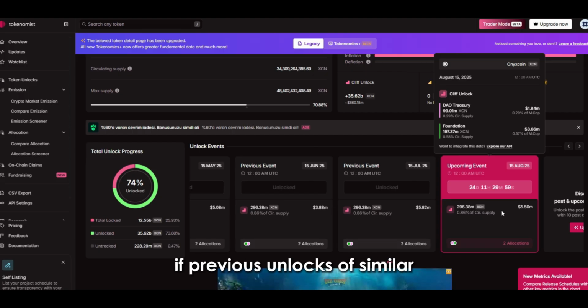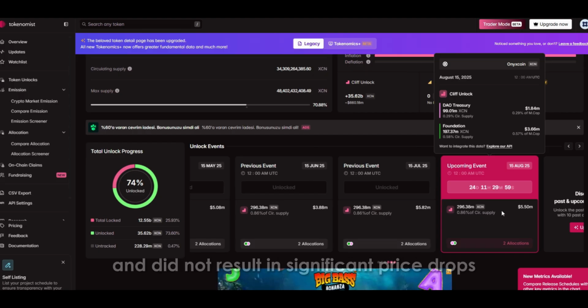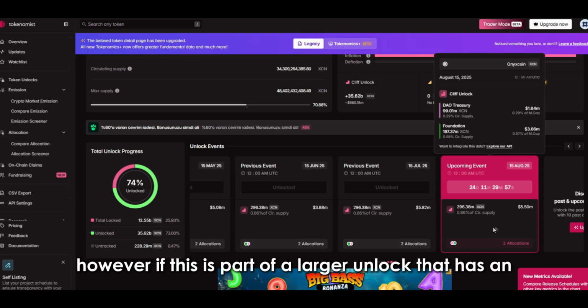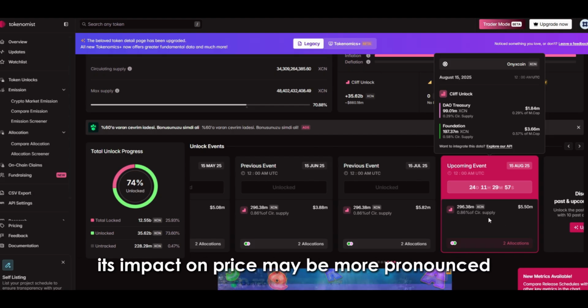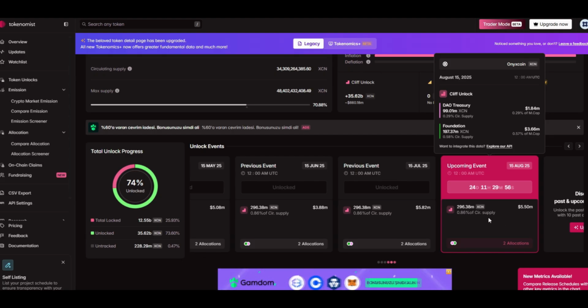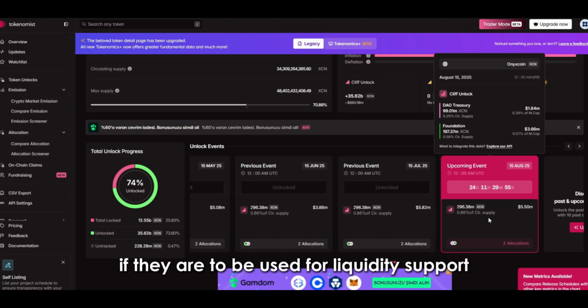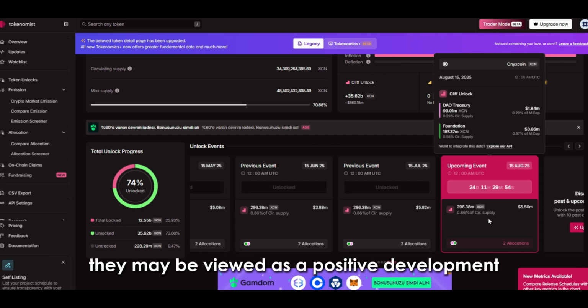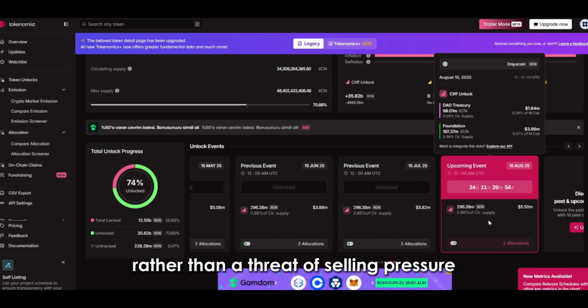Another important factor is how frequently these unlocks occur. If previous unlocks of similar scale have taken place for XCN and did not result in significant price drops, investors may view this one more neutrally. However, if this is part of a larger unlock that hasn't occurred in a long time, its impact on price may be more pronounced. The intended use of the unlocked tokens is also critical. If they are to be used for liquidity support or staking pools, functions that add value to the project, they may be viewed as a positive development rather than a threat of selling pressure.